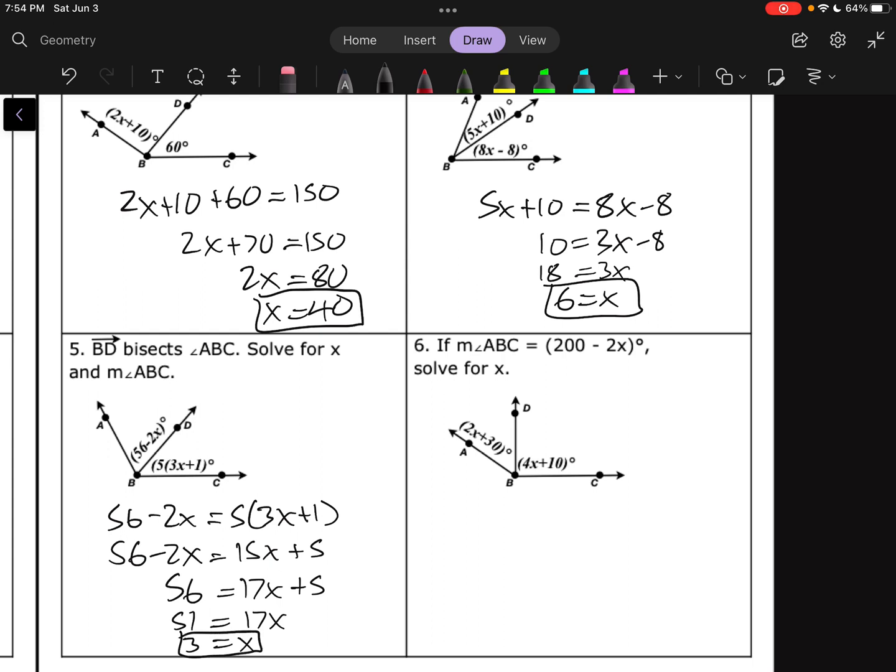And if x is 3, plugging it back in, 56 minus 2 times 3, that's 56 minus 6, that's 50. 3 times 3 is 9, plus 1 is 10, times 5 is 50. So 50 and 50 make 100. So I'll say the measure of angle ABC is 100.